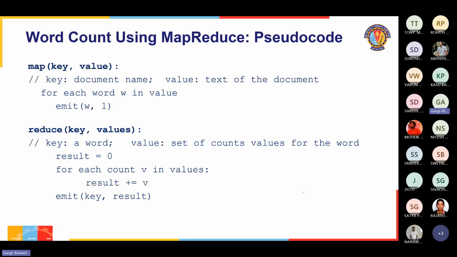This is a pseudo code. Here we are providing the mapping function. For each word W emit W comma 1. Here for each count V in values, result is summation of all the V's. That is reduction. That is counting the number of times a word is repeated.